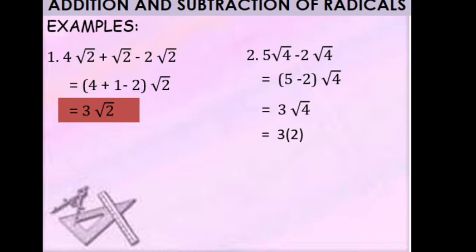But then, yung square root of 4, pwede pa nating i-extract yung kanyang square root. Kasi, yung 4 natin is perfect square. So, ang square root ng 4 is 2. So, therefore, we're going to multiply the coefficient 3 and the square root of 4, which is 2. So, the final answer is 6.